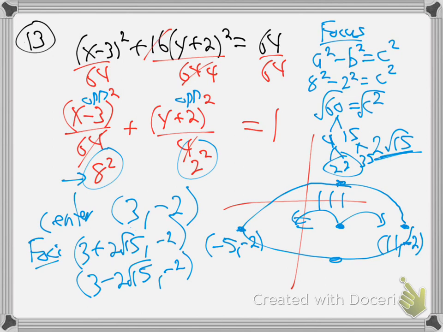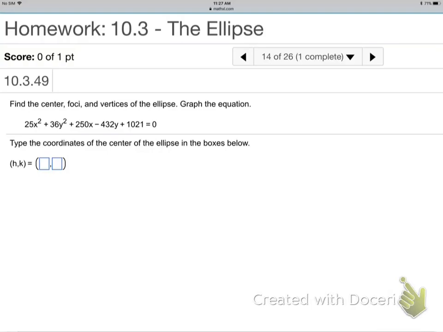So there we go. Questions on that? Better move on. Let you do the rest. Try that one. You've got to get the x stuff gathered up, the y stuff gathered up, and push the 1021 to the other side. They want to know the h, k, the vertex right and left of the center, the foci, and the picture.